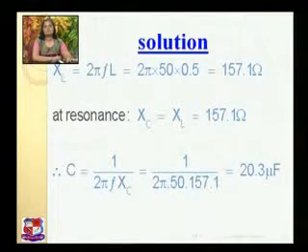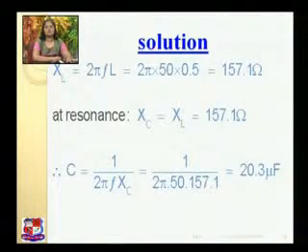So first of all we have to find the inductive reactance XL. XL is equal to 2 pi FL, frequency is 50 Hz, value of L is given. So it is 2 pi into 50 into 0.5. So your answer is 157.1 ohm. Now at the time of resonance, XL is equal to XC. So your XC is equal to 157.1 ohm.